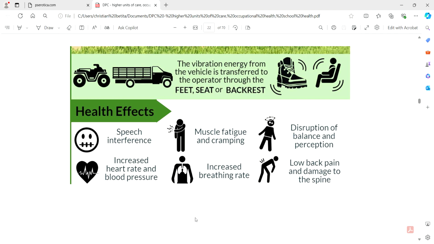Okay. So some of the health effects of whole body vibration syndrome would include speech interference, increased heart rate and blood pressure, muscle fatigue and cramping, increased breathing rate.